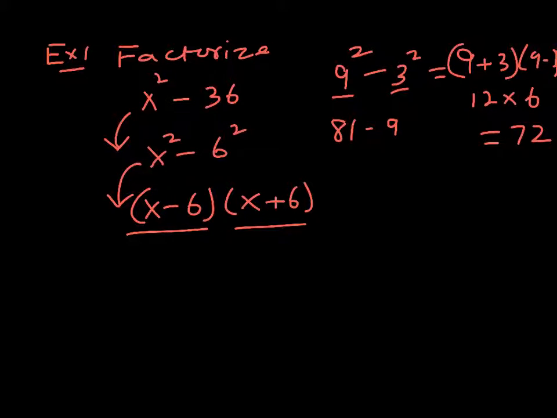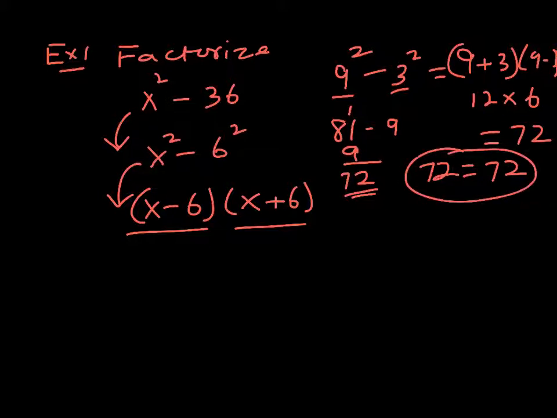So when you subtract 9 from 81, 11 minus 9, it leaves you with 2. So the value is 72. So we see that 72 is equal to 72. So this is called the difference of squares.